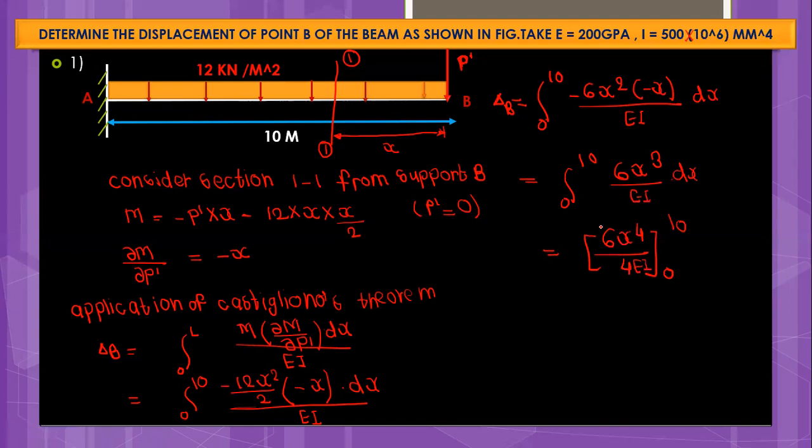So let's calculate this one. 6 into 10 raised to 4 upon 4 gives 15 into 10 raised to 3 upon EI, in kilonewton. This is our answer. It is in terms of EI.